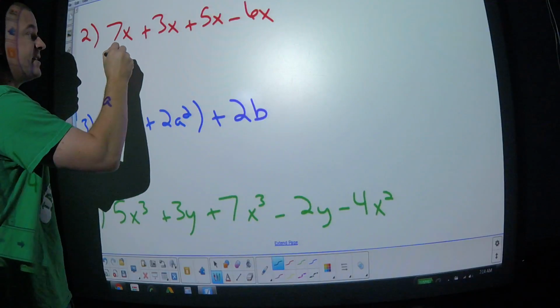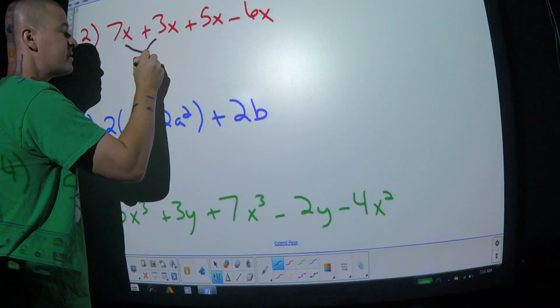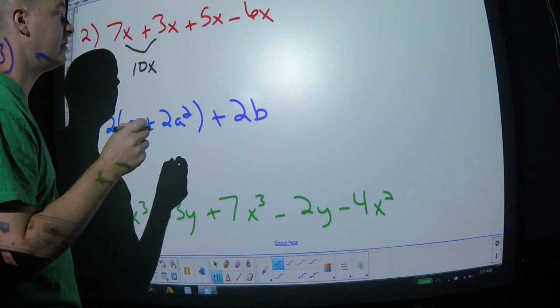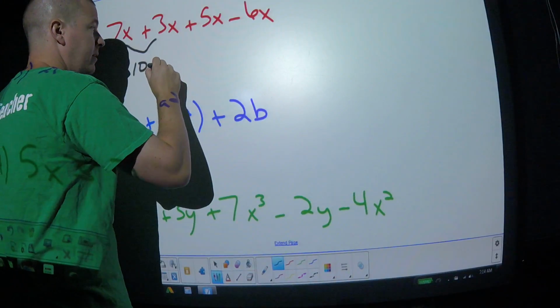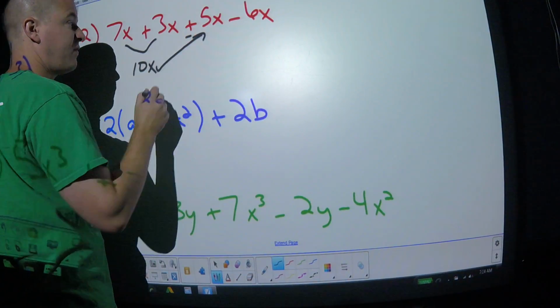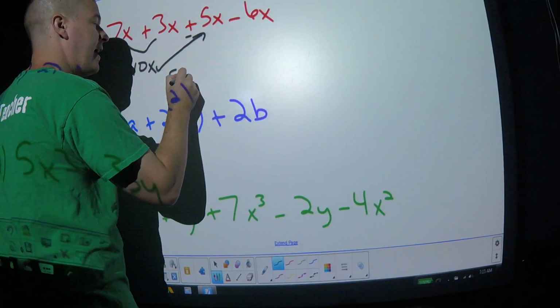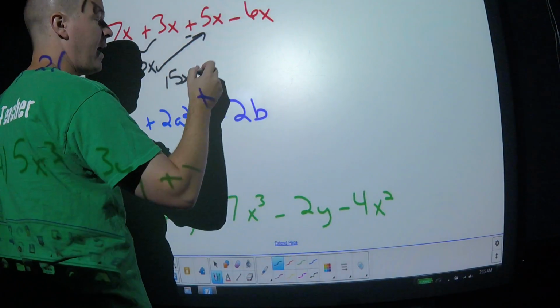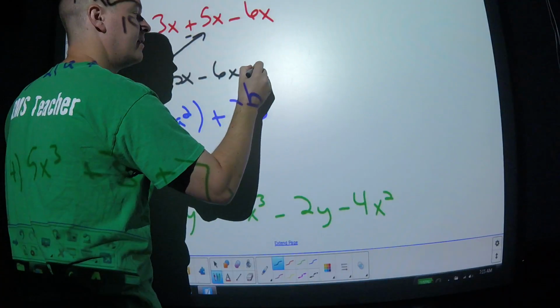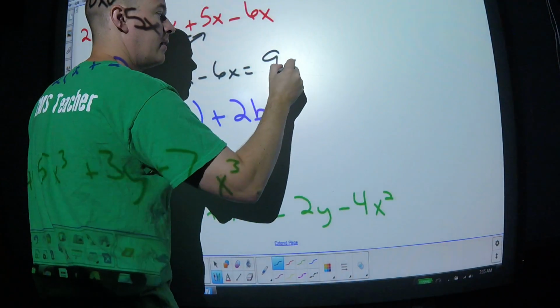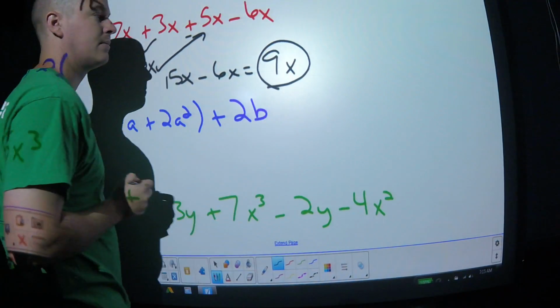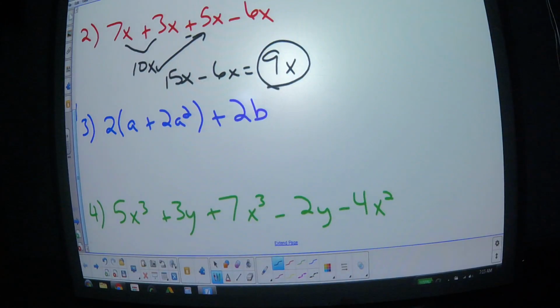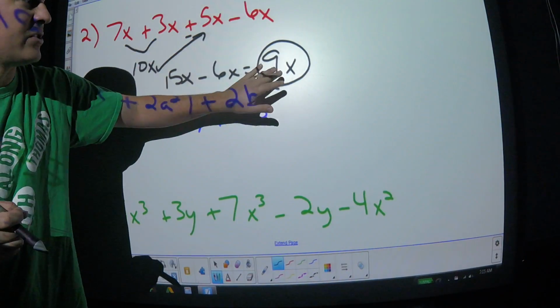7 plus 3 is 10x. Remember to do PEMDAS, all right? 10 plus 5 is 15x. And then 15 minus 6x is going to be 9x. So 9x is going to be what all of this turns out to be.